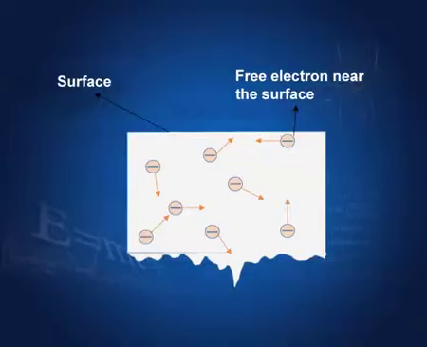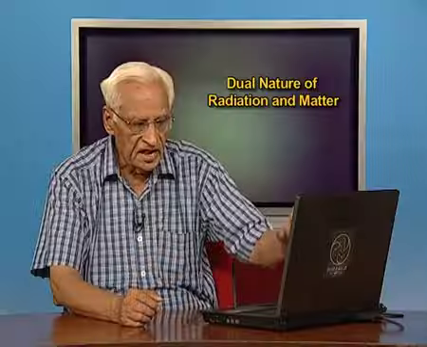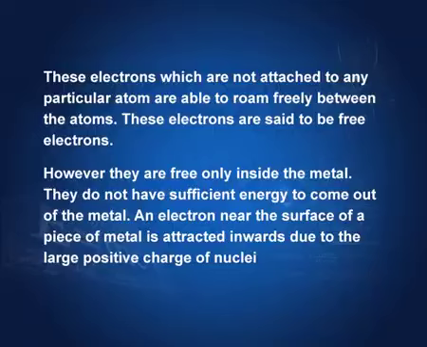You see, these are free electrons and they are moving in random directions. They are within the surface, they cannot come out by themselves. We have to give them energy so that they come out, and the minimum energy that must be given to them so that they can come out is known as the work function of the metal.